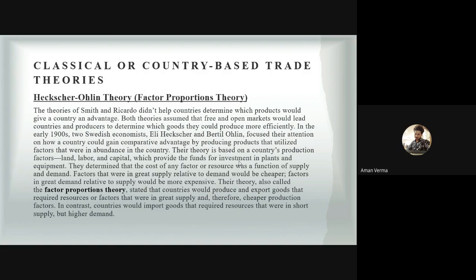They determined that the cost of any factor of resource was a function of supply and demand. Factors that were in great supply related to demand would be cheaper. Factors in great demand related to supply would be more expensive. Their theory, also called the factor proportion theory, stated that countries would produce and export goods that require resources or factors that were in great supply, and therefore cheaper production factors. In contrast, countries would import goods that required resources that were in short supply but higher demand.